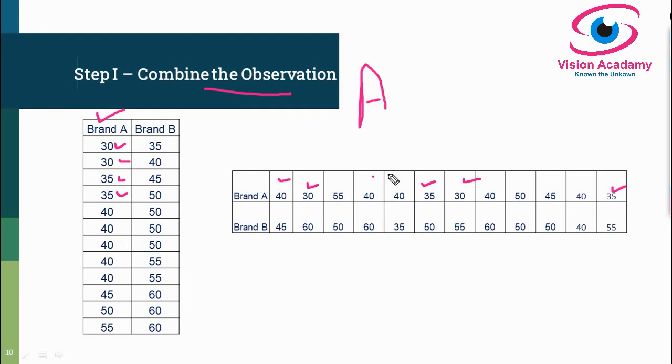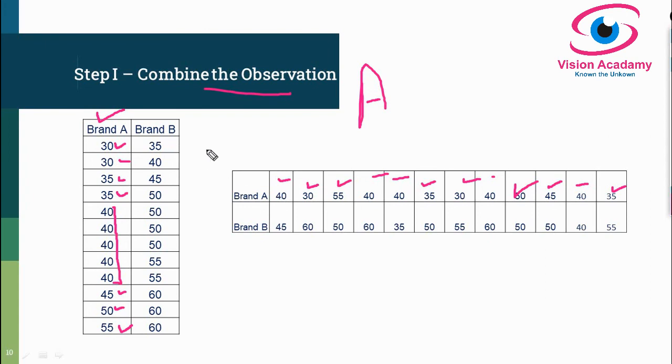So 40, 40, 40, 40 and 40, we are having five values of 40, and I have put them in order in brand A. After that, the next largest value after 40 is 45. Only one observation, 45, is in brand A, and that is put here. After that, the next highest observation is 50, only one 50 is here, and that is also entered here. The next highest observation is 55, and that is also entered here. So all the observations in brand A are exhausted.